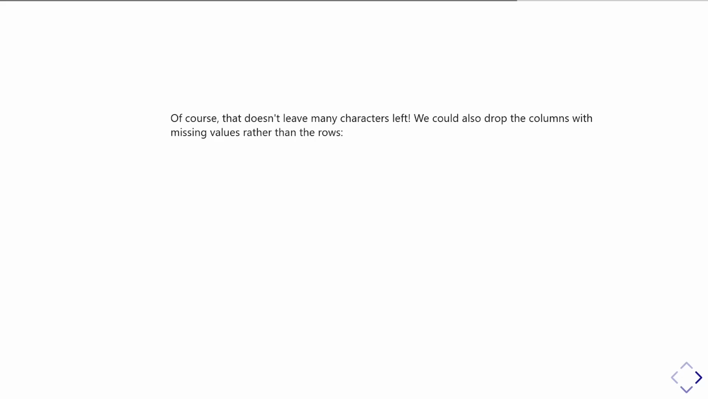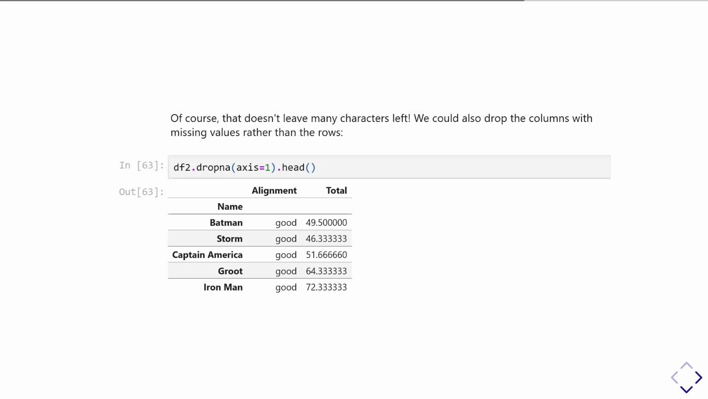We could also drop the columns with missing values rather than dropping the rows. And in that case, we just have to specify axis equals 1. So this is an example of using axis in the same way that numpy functions use axis. So axis equals 0 is the rows, axis equals 1 is the columns. And again, you can see that this results in even fewer values where we have values which don't have missing data.